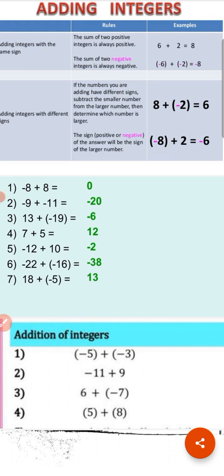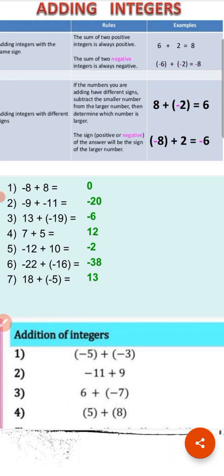Next, if we are adding two numbers with different signs, that is one number is positive and the other one is negative, subtract the smaller number from the larger number and determine which number is larger. The sign of the answer will be the sign of the larger number. First you subtract the numbers, then put the larger number sign.